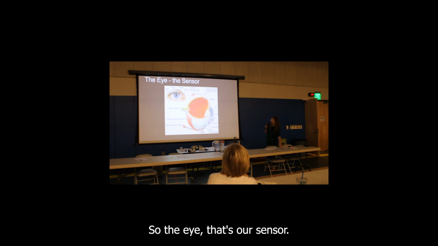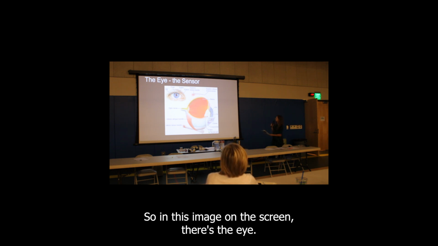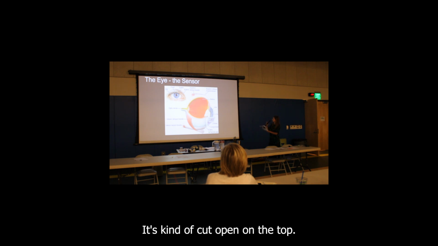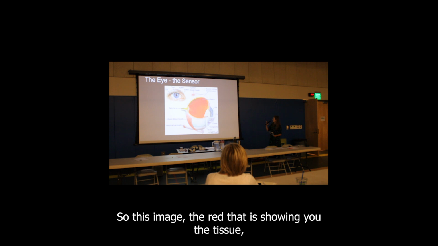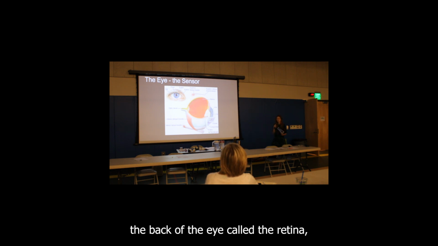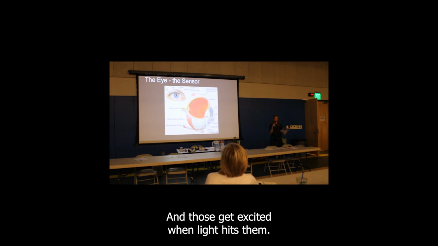All right, so the eye, that's our sensor. That is what is detecting that there is light out there. We're going to start with the back of the eye. In this image on the screen, the eye is cut open on the top so you can see inside. We're not going to talk about all the structures, just some key ones. In this image, the red is showing you the tissue at the back of the eye called the retina, and that's where the cells called photoreceptors are located. Those get excited when light hits them.